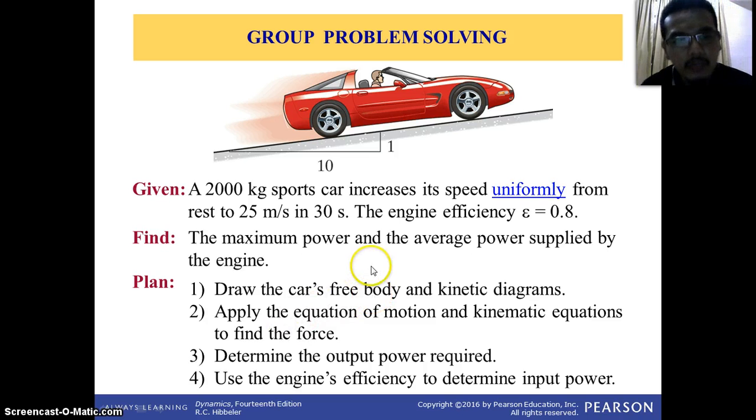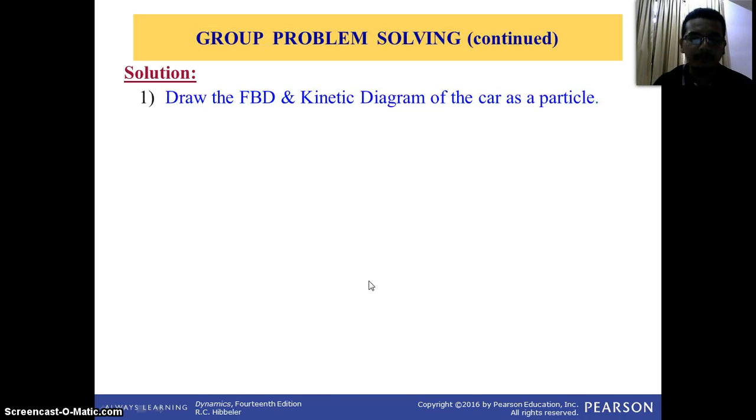First, we need to draw the free body diagram and also the kinetic diagram. Then apply the equation of motion and the kinematic equation to find the force. Then determine the output power required. Finally, we can use the engine efficiency to determine the input power.